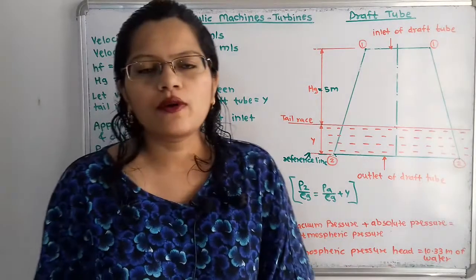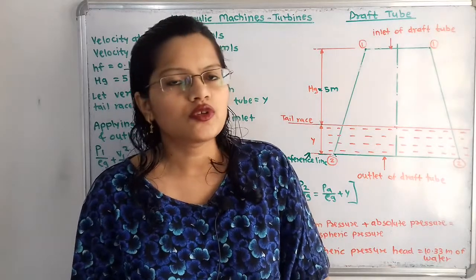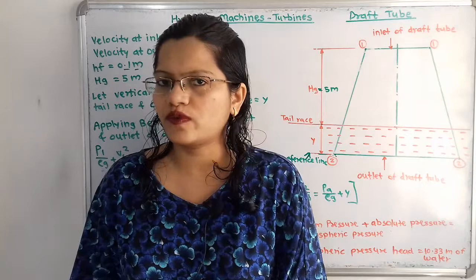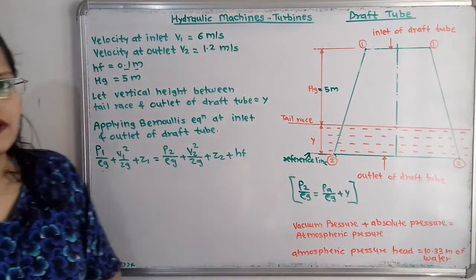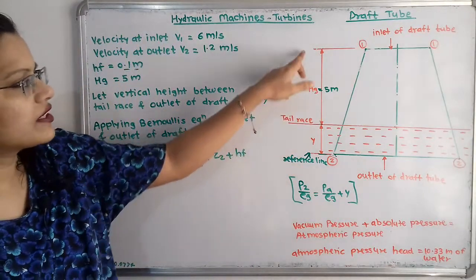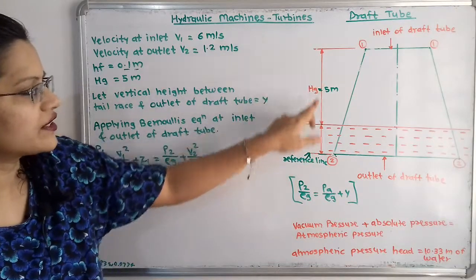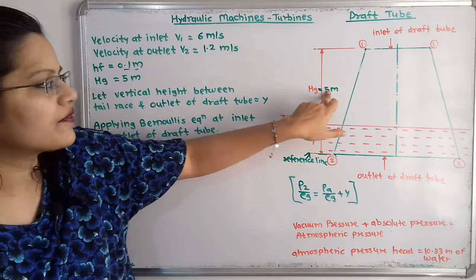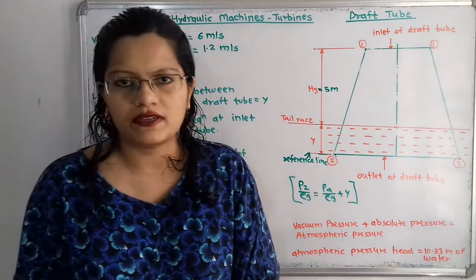Now if we observe, friction loss is given, but what is the unit here? The unit is in meters. So we can say that it is given as head loss due to friction, HF is equal to 0.1 meter. Then again, the vertical height between the entrance of the draft tube and the tail race is given. This vertical height is known as Hg, which is equal to 5 meters. So we can say that Hg is equal to 5 meters.